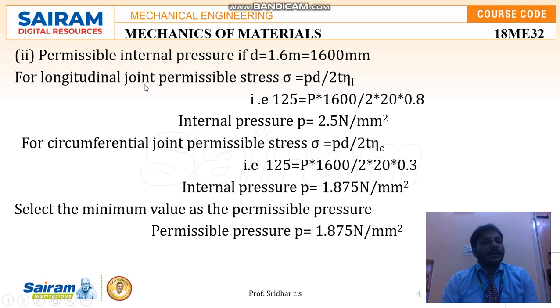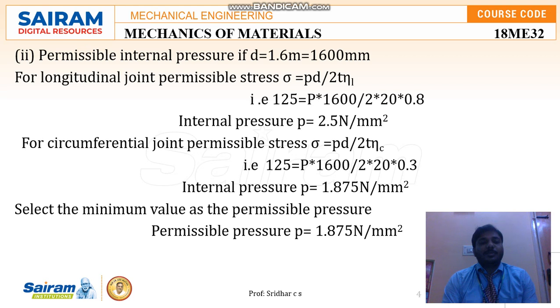For a longitudinal joint, the permissible stress sigma will be equal to PD by 2T into the efficiency of L. Sigma is 125, P is the pressure we need to find, the diameter is 1600, divided by 2 into T, where T is the thickness, and the efficiency of L is 0.8, that is 80%. Taking P outside and cross multiplying, that is 125 into 2 into 20 into 0.8 divided by 1600, so I get an internal pressure of 2.5 Newton per mm square.